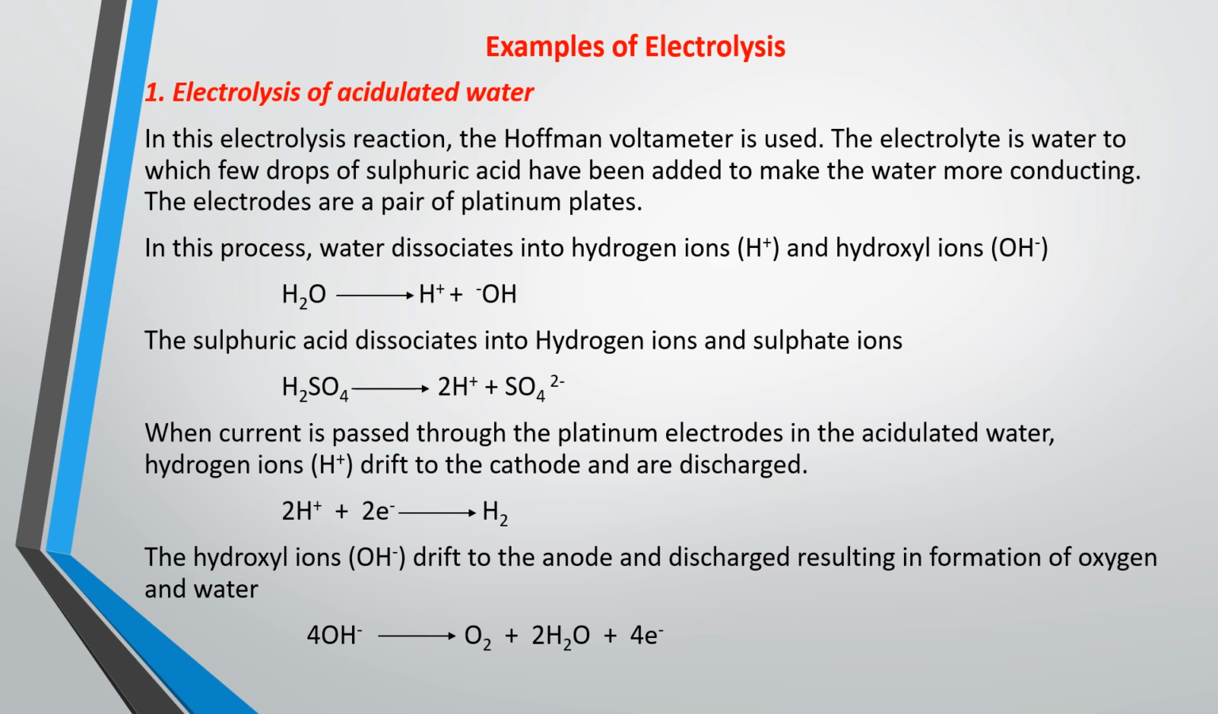So please, what you need to take note of is that in the electrolysis of acidulated water, at the cathode, hydrogen is deposited or discharged, while at the anode, oxygen is discharged. The hydroxyl ion is discharged with the formation of oxygen. So please take note of these two equations. These are what you should primarily take note of in the electrolysis of acidulated water.